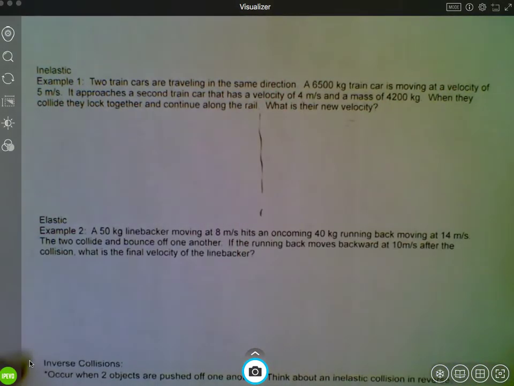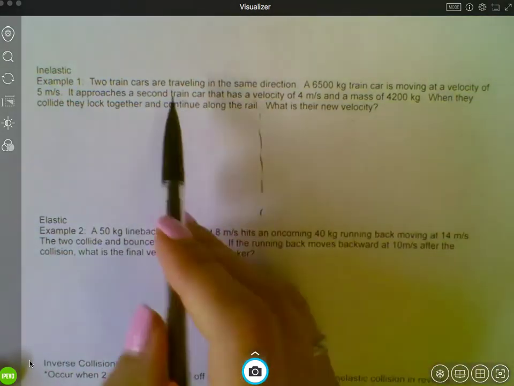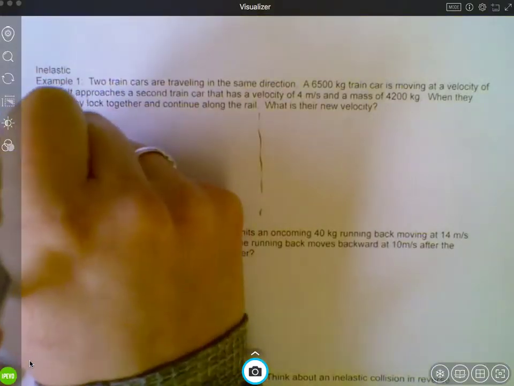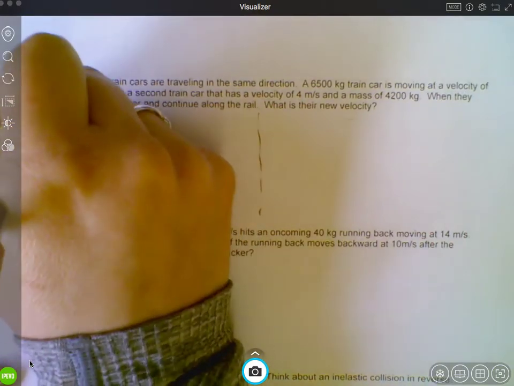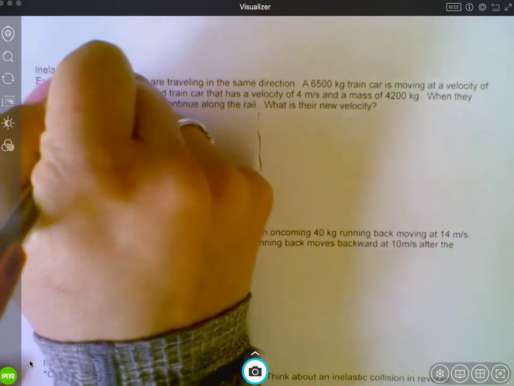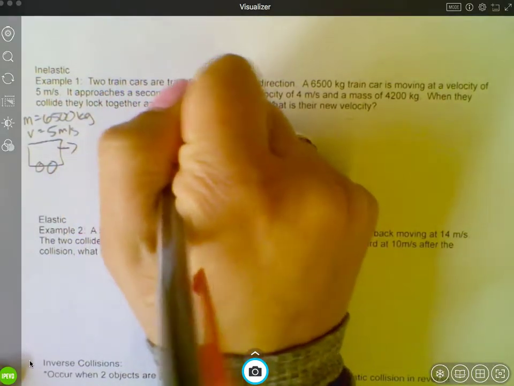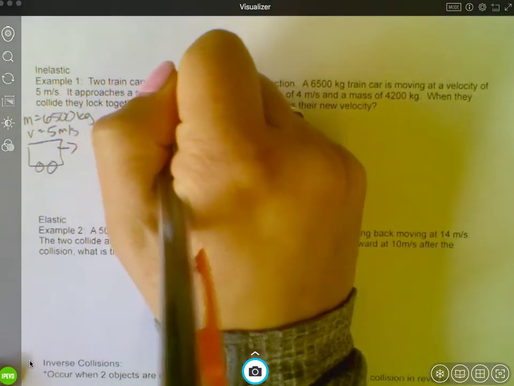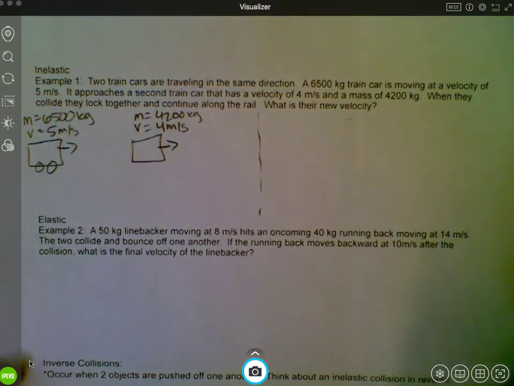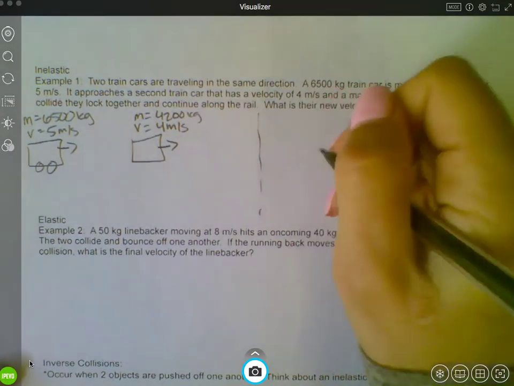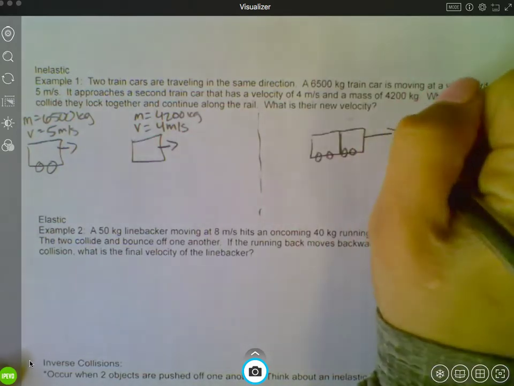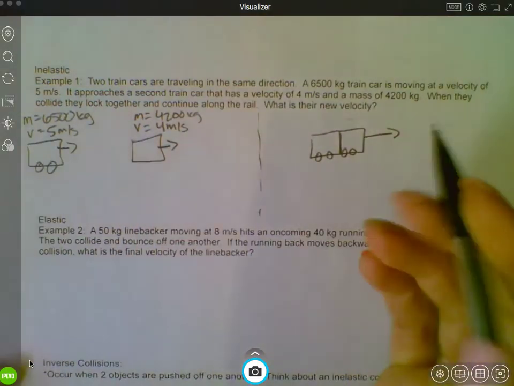So, before. They're traveling in the same direction, it says. Okay? So that means that the one that's going faster is going to be behind and then it's going to hit. So this one is the 6,500 kilogram and the velocity is 5. Okay? And then the second car moving in the same direction, its mass is 4,200 kilograms and its velocity was 4. Okay? And then afterward, they lock together. Okay? And they're going to continue moving in this direction. Okay? And I know that because both of them were moving in that direction to begin with.